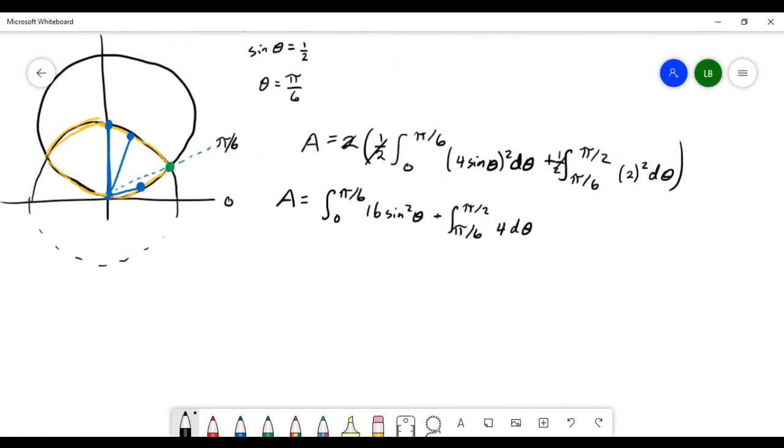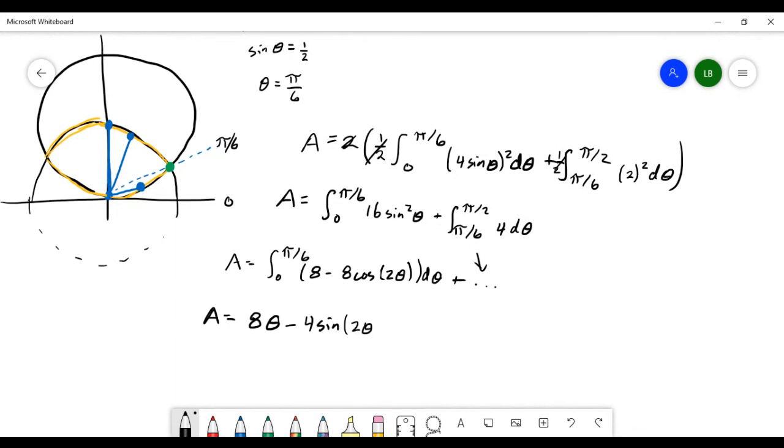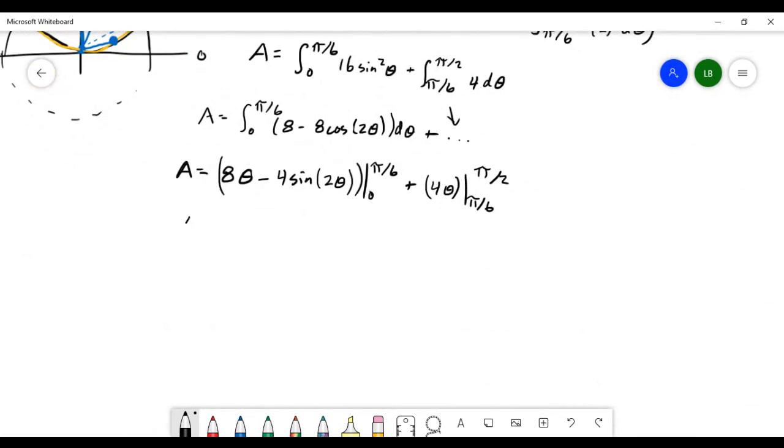And if we continue to do this integral, we get that our area is equal to the integral from 0 to pi over 6 of 8 minus 8 cosine 2 theta, and we would have this same integral right here. That gives us 8 theta minus 4 sine of 2 theta from 0 to pi over 6, plus 4 theta from pi over 6 up to pi over 2. And when everything's said and done, that simplifies down to 8 pi over 3 minus 2 square root 3.